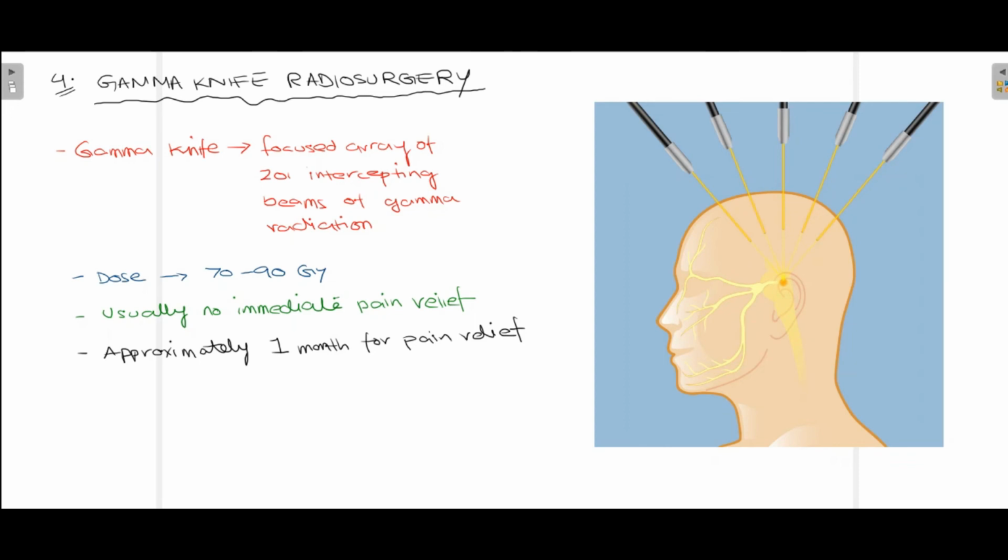But the pain relief is not immediate. It takes a certain period of time. It can take 2 weeks, 3 weeks, and even 1 month to provide pain relief for such patients. So this is gamma knife radiosurgery.